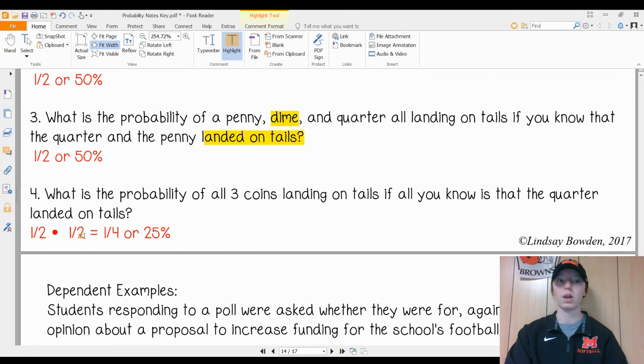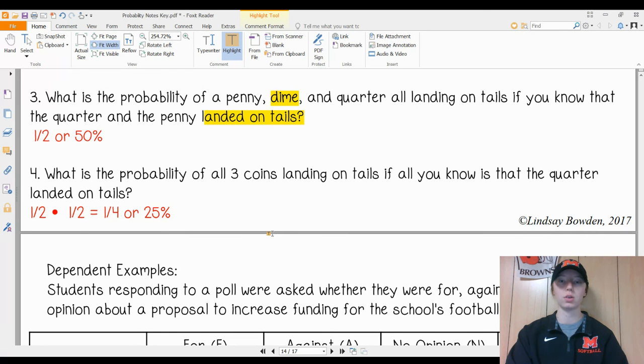And remember, when we use the word and, we multiply at this intersection. So we're going to do 1/2 times 1/2, which is going to give us 1/4 or 25%. We need to find the probability of both of those coins because there's a total of 3 coins, but we already know 1. So that's why we did 1/2 times 1/2 to get 1/4.